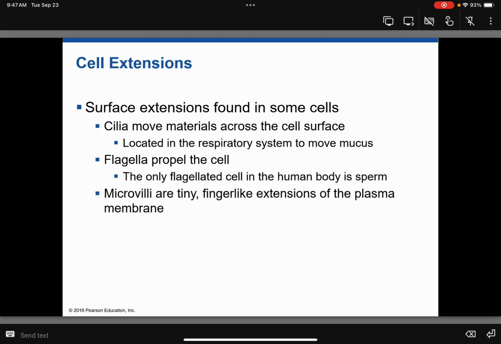And then there are also microvilli, which are tiny finger-like extensions of the plasma membrane. Basically it's a tinier version of the cilia. And it helps to increase surface area. These are used for absorption, whereas the cilia are used to move a substance across the membrane. So you would find microvilli in your digestive system, increasing the amount of surface area in which the nutrients that we need can be absorbed.